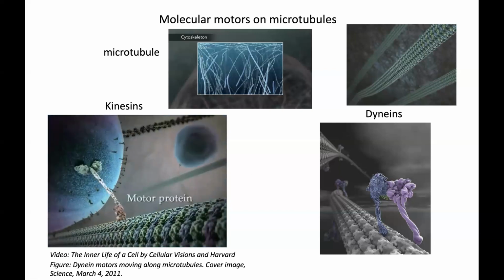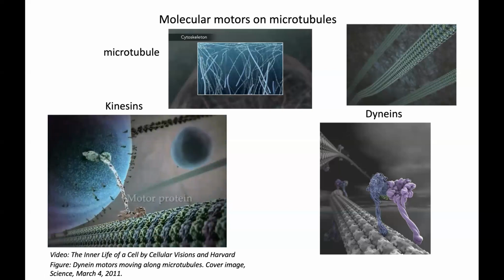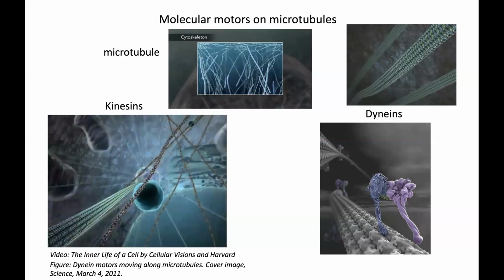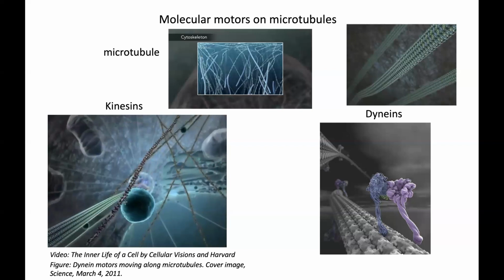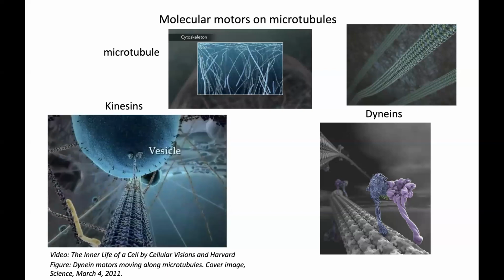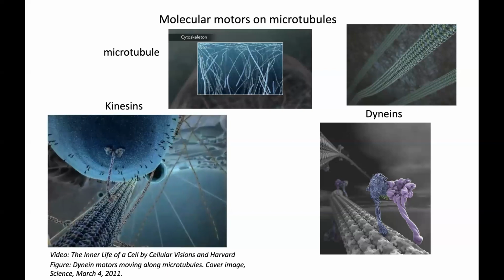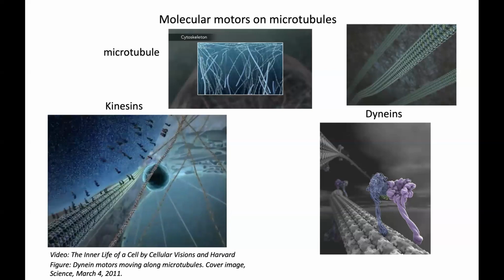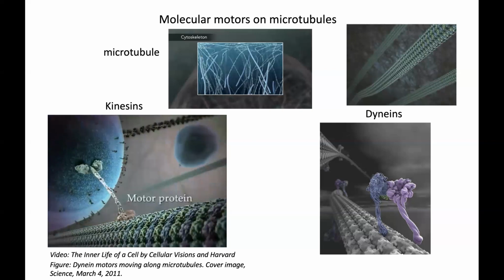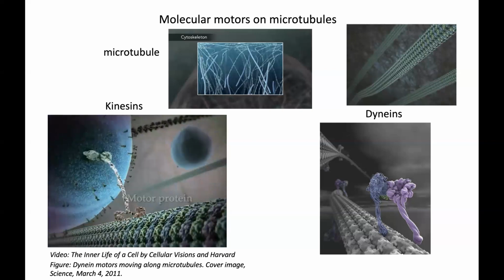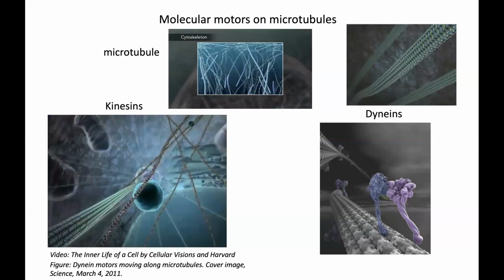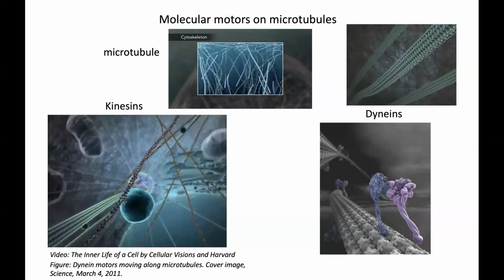The second difference is for kinesins, they have another function. Besides delivering cargoes, they are also involved in cell division or mitosis. So when one cell is dividing into two cells, the kinesin is a motor which separates the microtubules and then divides one cell into two. So kinesin is very important in cell division.